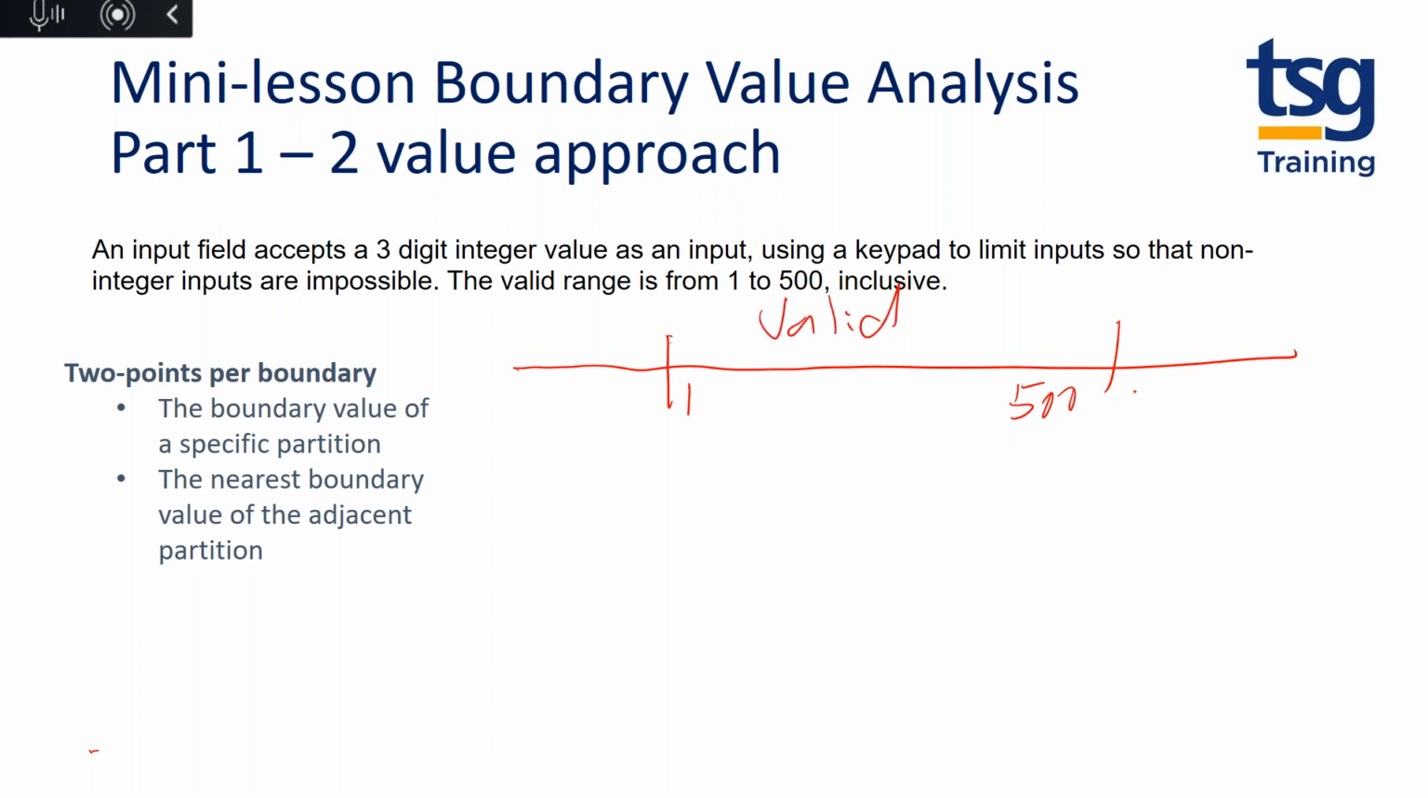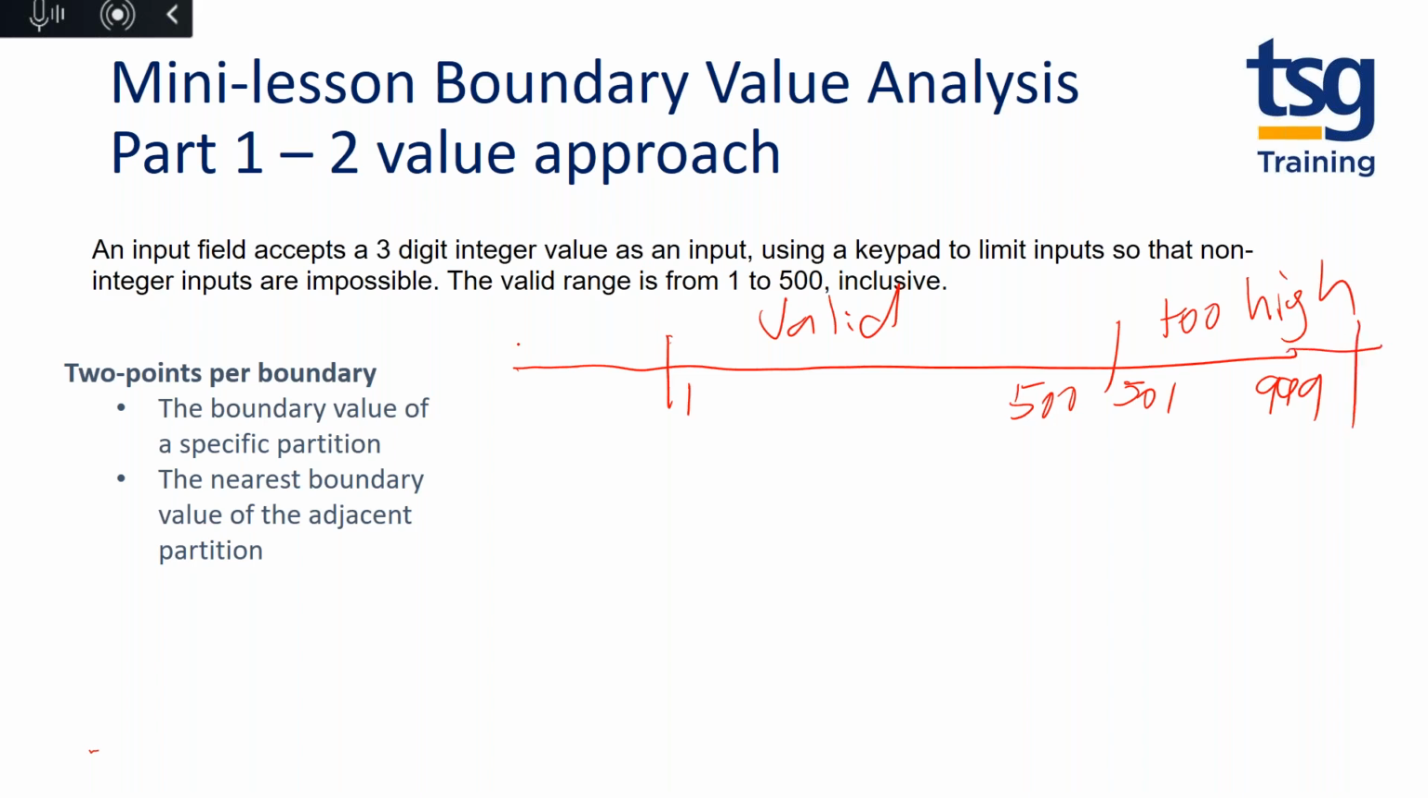We've also got a range of, actually, if we said 1 to 500 inclusive, then we've got 501 to 999 is too high. I found the 501 from the fact these are integer inputs, and the 999 is my assumption. If it's a 3-digit integer value, the highest number I can put through a keyboard is 999. So that's my upper limit.